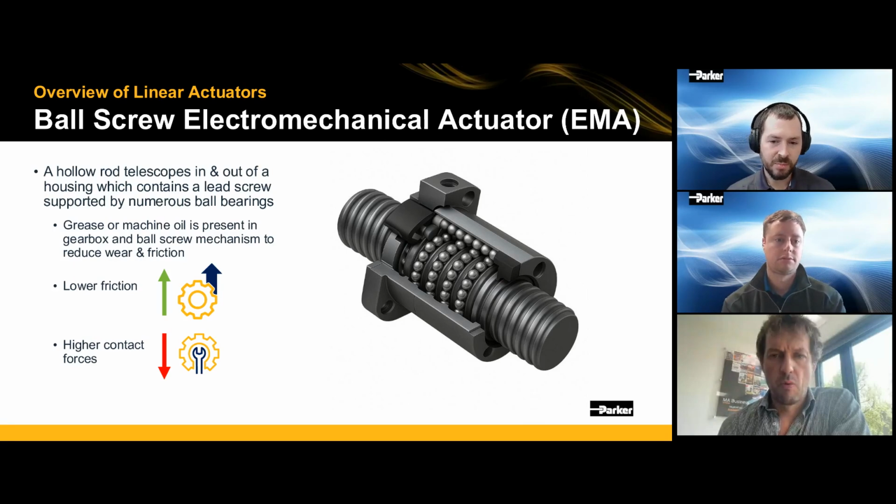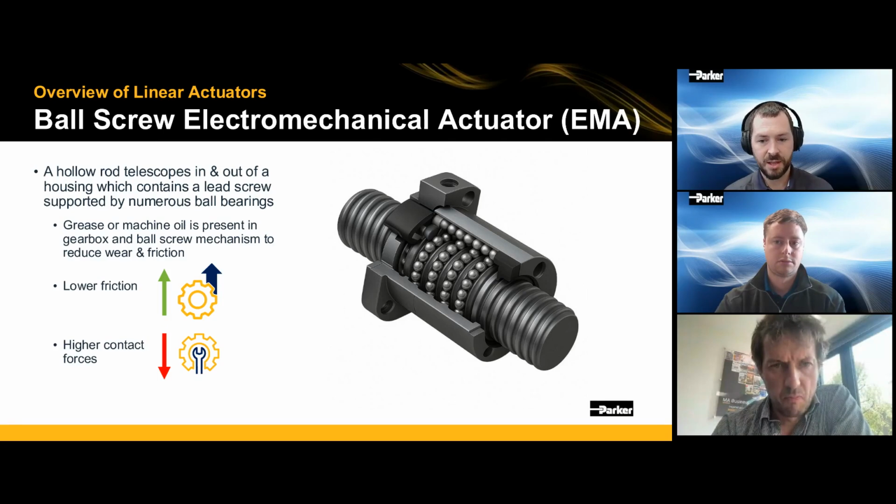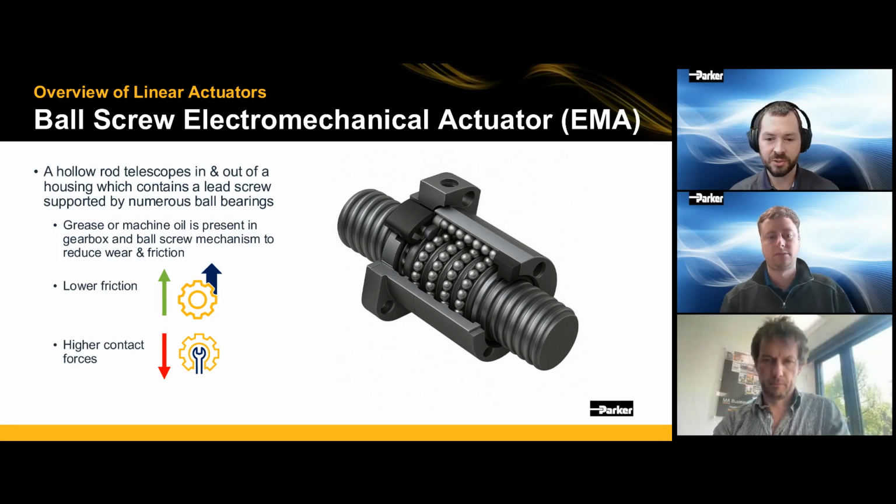These have an electric motor that is coupled to a gearbox of some type that then transmits rotational motion to the lead screw. That lead screw has a series of small ball bearings that ride on it that are supported by a cage. And as that lead screw spins clockwise or counterclockwise, that cage extends or retracts, which causes a hollow rod to extend or retract from the EMA cylinder body. Typically, you're going to see grease or machine oil present to reduce friction and increase longevity of this actuator.